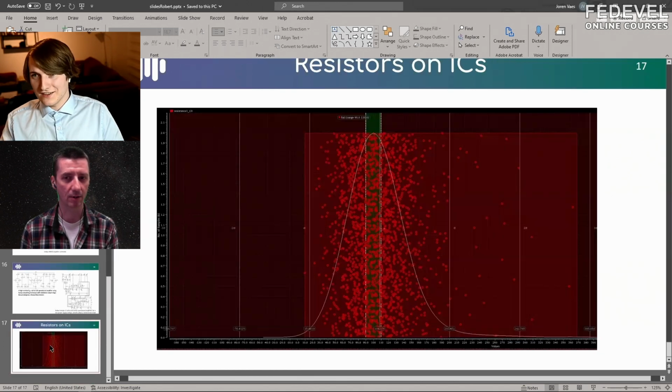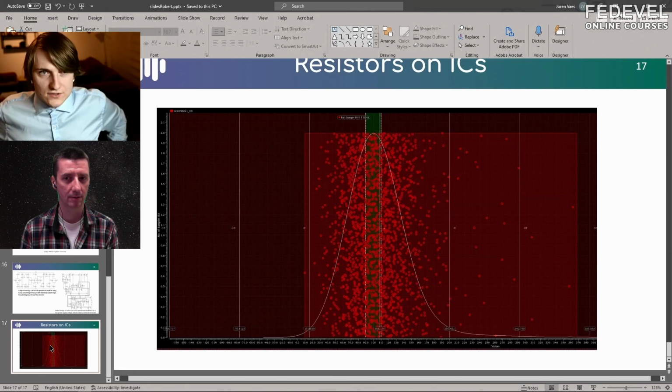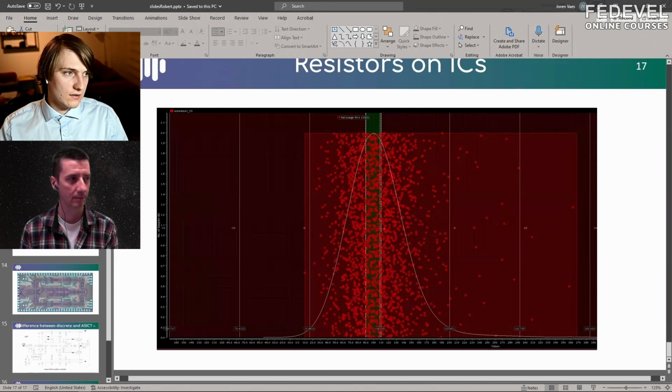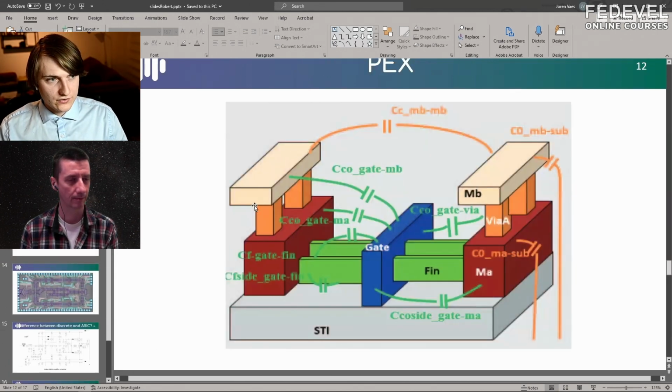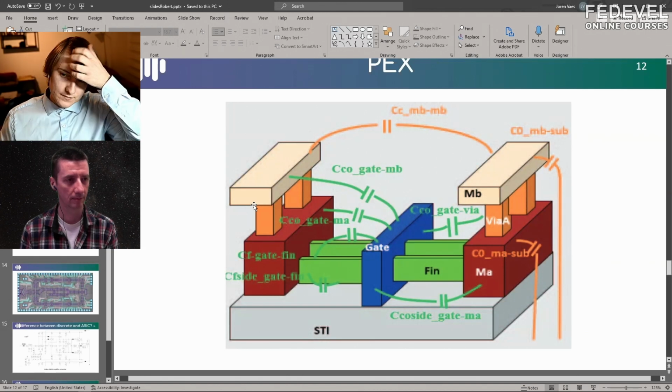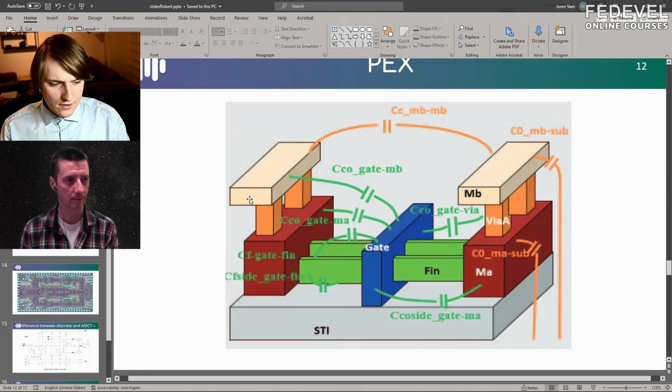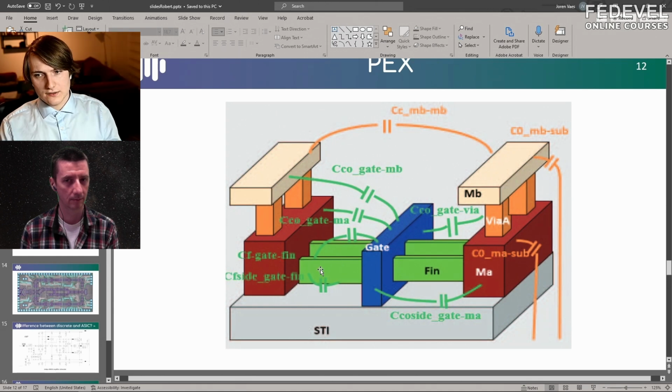What about capacitors? We can get them by adding metals, making fingered devices. They also vary a lot, because your metal etchant might etch a bit more on one wafer and a bit less on another, so your spacing is different.